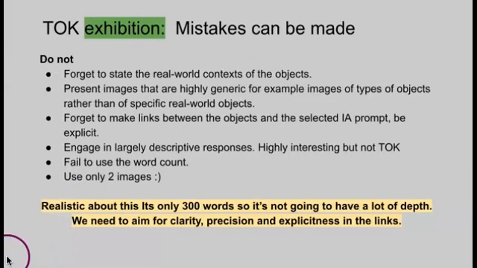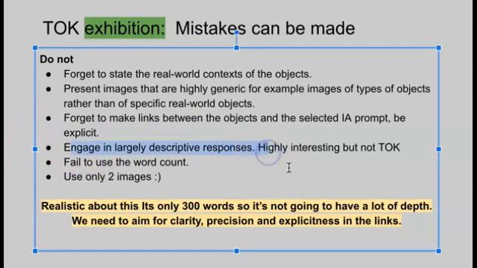So to finish off, let's just have a look at some mistakes that can be made. You can really cause problems for yourself if you forget to state the real world context of the objects. You really need to think about that. You need to present realistic objects that are in the world, not highly generic things, because then you won't be able to find specific instances to talk about. And if you forget to make links with the objects and the prompt, that can cause big problems. And please try not to engage in highly descriptive responses, just describing what the object is. That might be highly interesting, but it's not TOK, so you really need to use your TOK vocabulary.